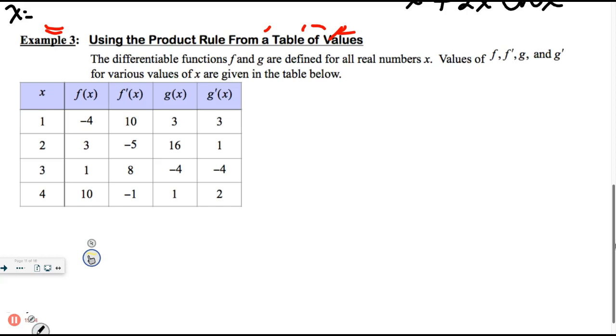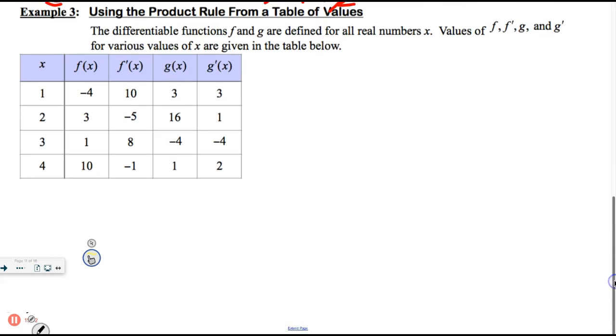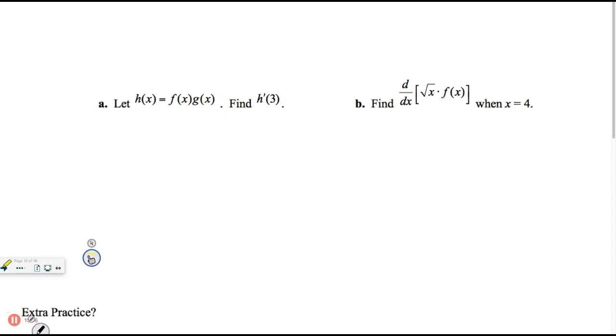I'm doing my best. It says the differentiable functions f and g are defined for various values in the table given below. And where's the question? It must be on the next page. Oh, it is. Okay. So h of x is the product of two functions. We need its derivative. Hello, product rule.